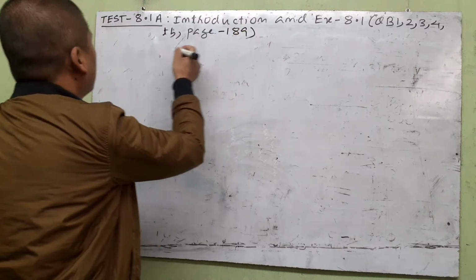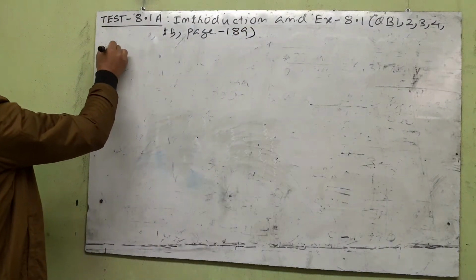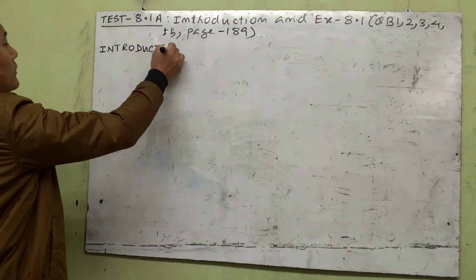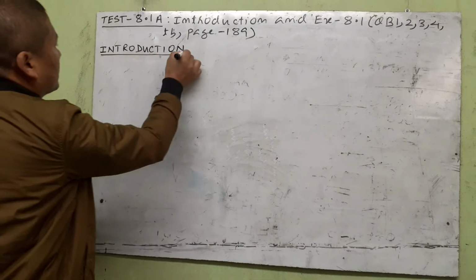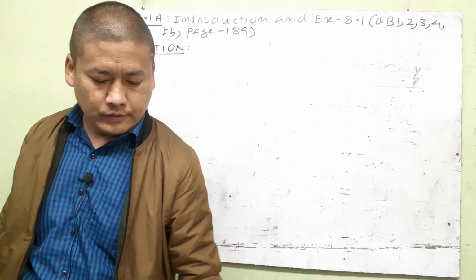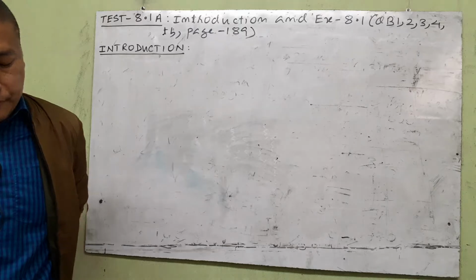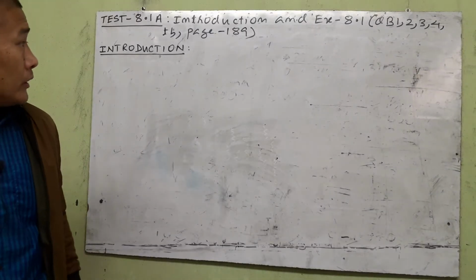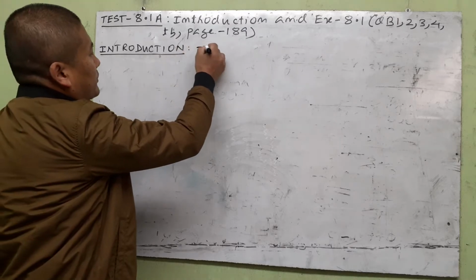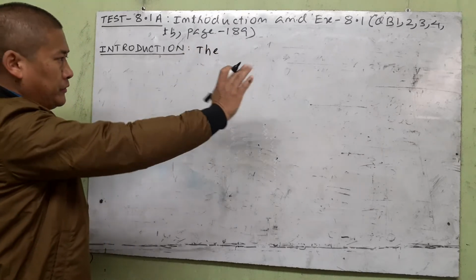So let's start with the introduction. This chapter is called Introduction to Trigonometry. So the first thing we need to learn in this chapter is the word trigonometry itself. So you can follow me as we do.